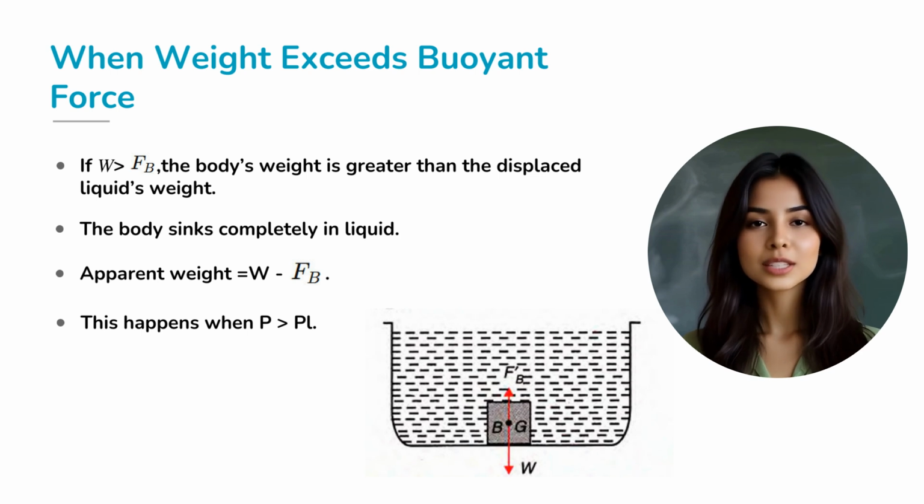Let's look at the first case. Suppose the weight of the body is greater than the buoyant force, or W greater than Fb. Here, the body sinks completely in the liquid. Its apparent weight becomes W minus Fb, which is still positive. This happens whenever the body's density is greater than the density of the liquid, that is, rho greater than rho L. For example, if you drop an iron ball in water, it will sink because iron is denser than water.